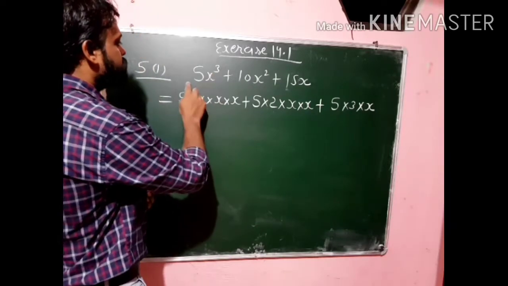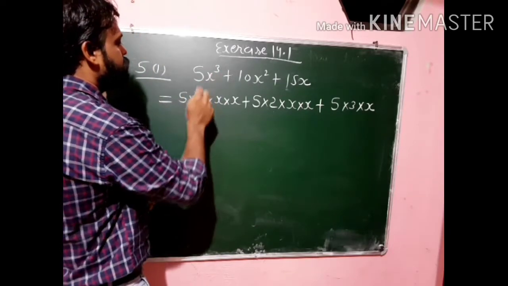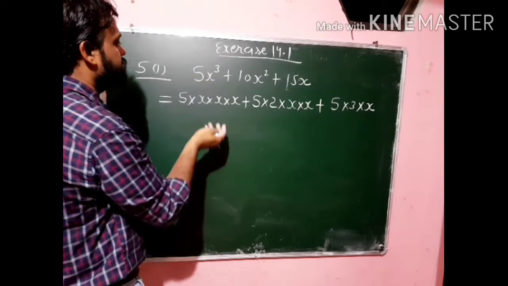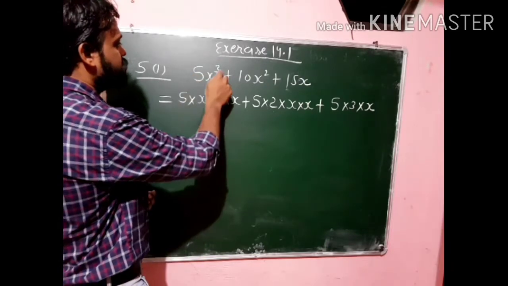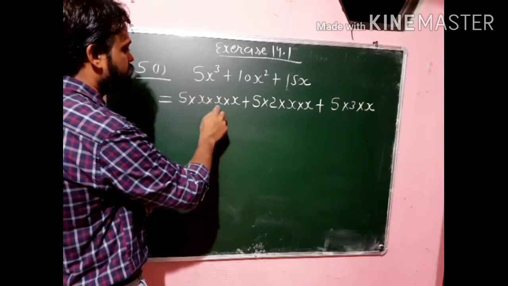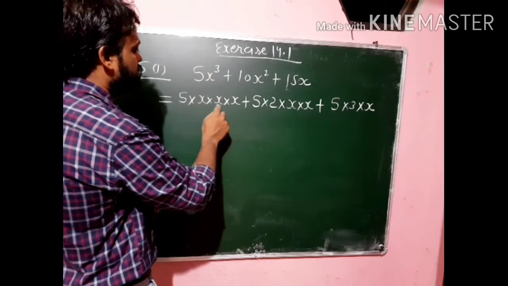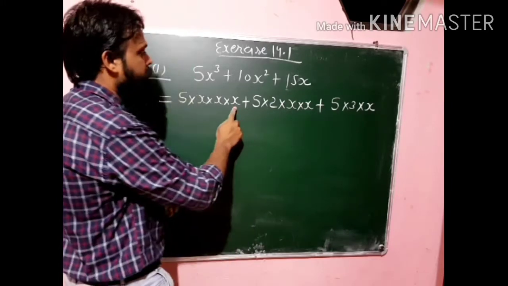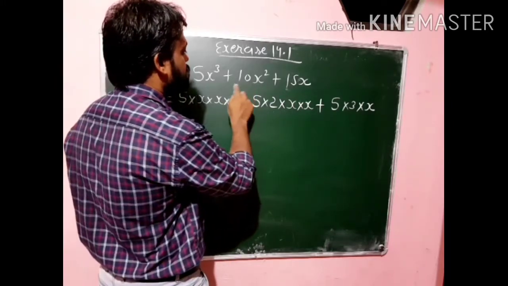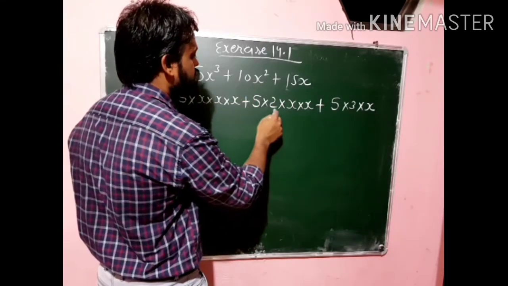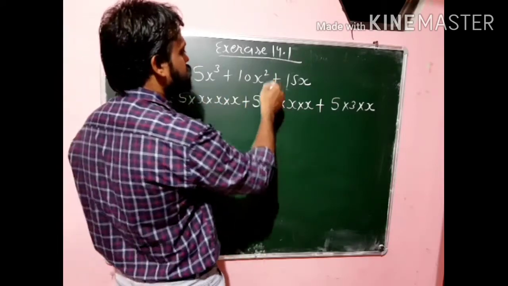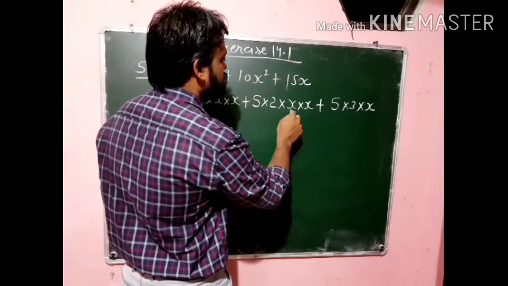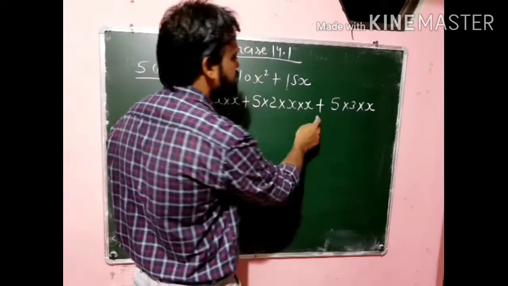Now you can see the first term 5x raised to power 3. We have to make the factors. How? This is 5 multiplied by x raised to power 3, so write down this x for 3 times: 5 multiplied by x and multiply by x. Plus then make the factor of 10. How? 5 into 2 is 10, so 5 multiplied by 2, and also x raised to power 2. Write down this x for 2 times, x into x. Then plus as it is.